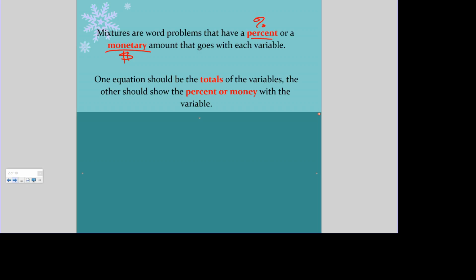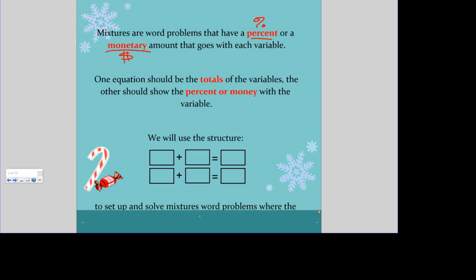So we're always looking for one equation to be a totals equation and the other equation to be a money or percents equation. So I do like to label my equations as I'm setting them up. One is the totals and one is the money or percents equation. And that'll set up the system that we can then solve.